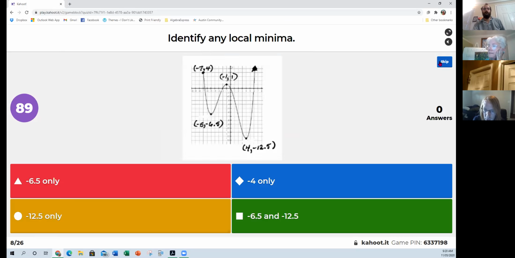Local minima. I don't know where I got that -4.